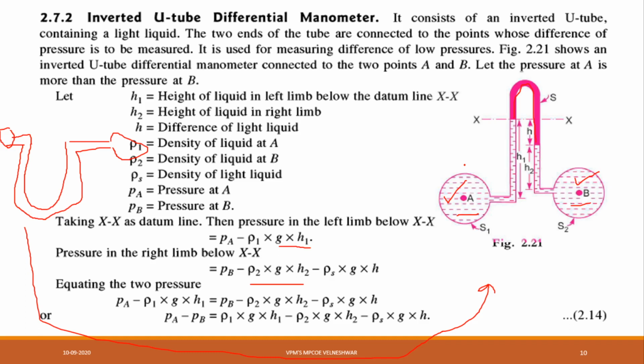Now what is our condition? As per Pascal's law, pressure is equal in all directions. That is, PA minus rho 1 g H1 is equal to PB minus rho 2 g H2 minus rho s g h. So what is our final value to find? That is PA minus PB is equal to rho 1 g H1 minus rho 2 g H2 minus rho s g h. Okay, like this we have to find.